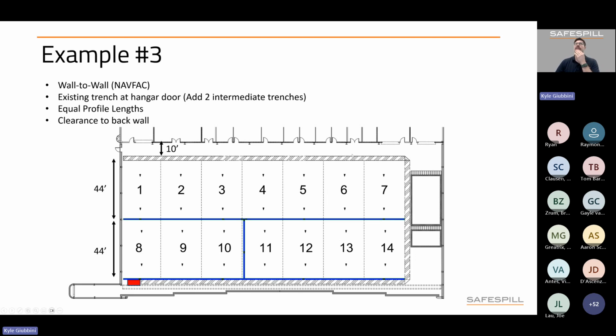So this is the final design for that hangar. We added 2 intermediate trenches within the hangar, connected them in the center with this connecting trench. We were able to utilize equal profile lengths of 44 feet. So we standardize all these zone sections to reduce the manufacturing and installation complexity. And then we have a clearance to the back wall to allow for egress.